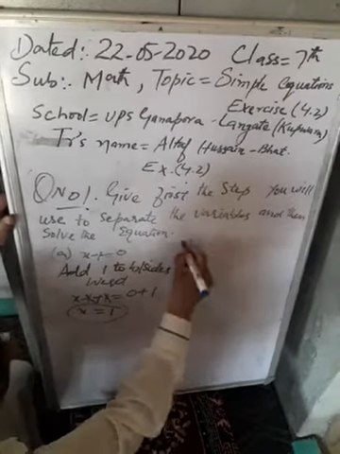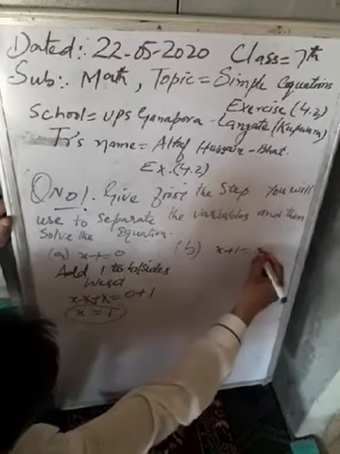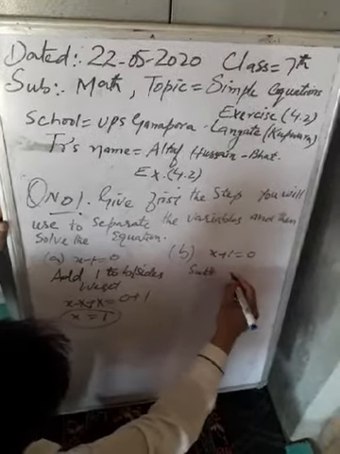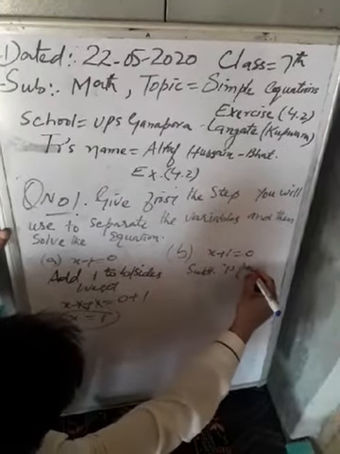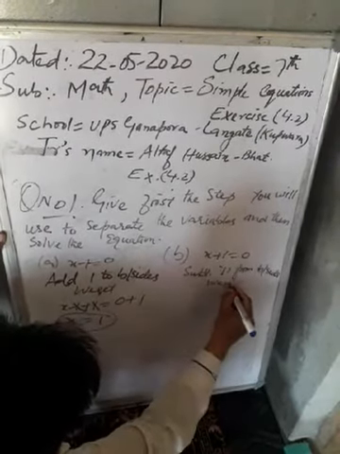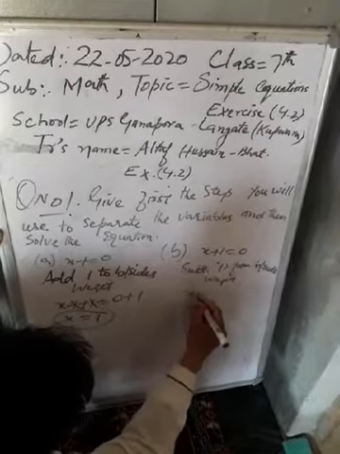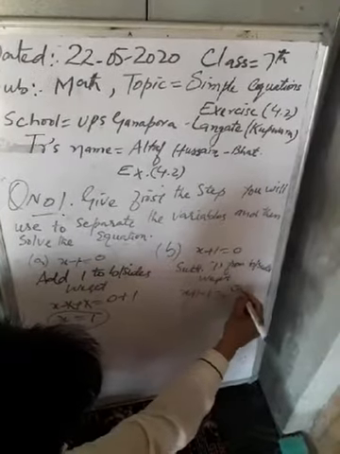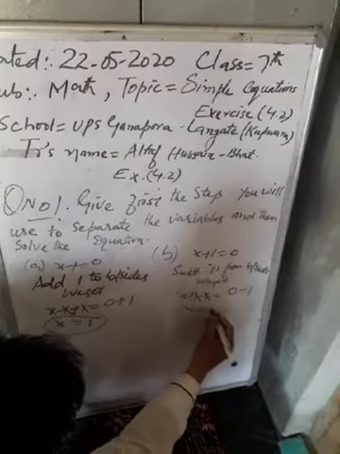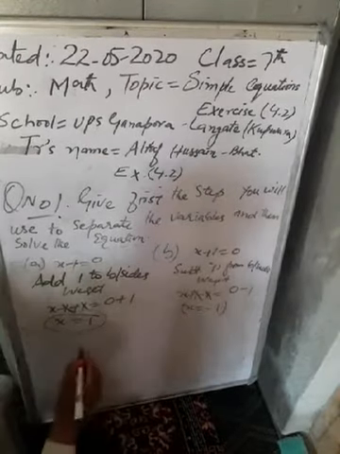The second part we will take, x plus 1 is equal to 0. We will subtract 1 from both sides. We get, for example, x plus 1 minus 1 is equal to 0 minus 1. This 1 and this 1 gets cancelled. So x is equal to 0 minus 1. That makes 1. So value of x is equal to minus 1.